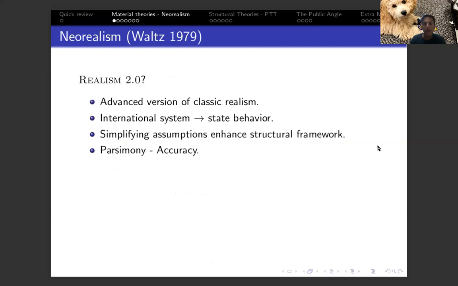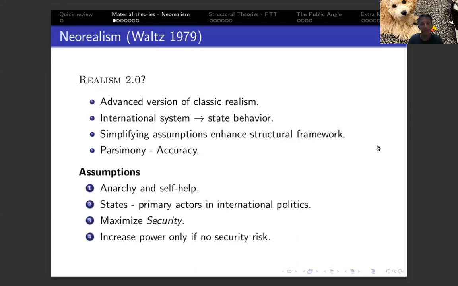So as I said, an advanced version of classic realism, focusing on the international system as structuring the behavior of the states, has a set of simplifying assumptions, which I talked about, and here they are again, intended to make it easier to represent the international system. Those assumptions also provide us with a theory that is more general, much more parsimonious, so very simple in its explanation, and that comes at the expense of accuracy. So it's not the most accurate theory, but it's much simpler and it covers a lot more cases.